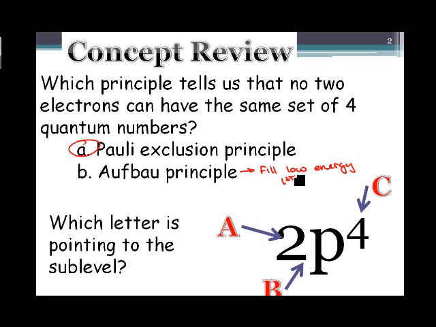Which letter is pointing to the sublevel? This would be B. P is our sublevel in addition to S, D, and F. A is pointing to our energy level, and C is pointing to the number of electrons that are present.